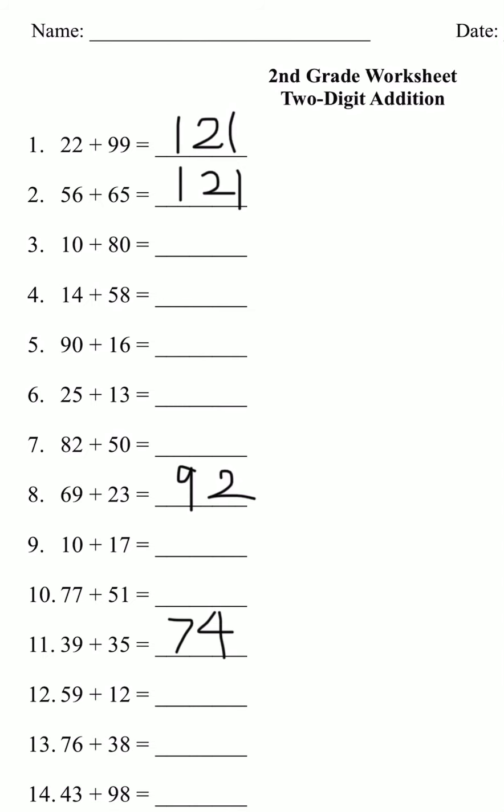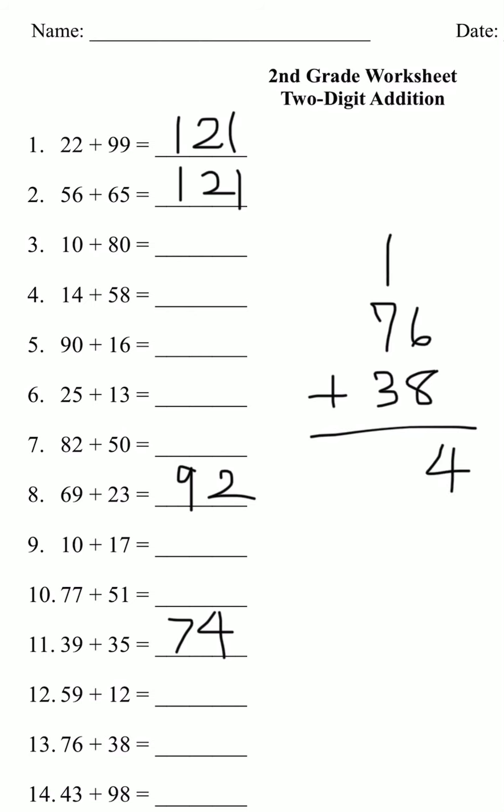Let's try one more. 76 plus 38. 6 plus 8 is 14, and the 1 goes up. 1 plus 7 plus 3. Well, we can see that 7 plus 3, that makes 10, plus 1 is going to be 11. So number 13 is 114.